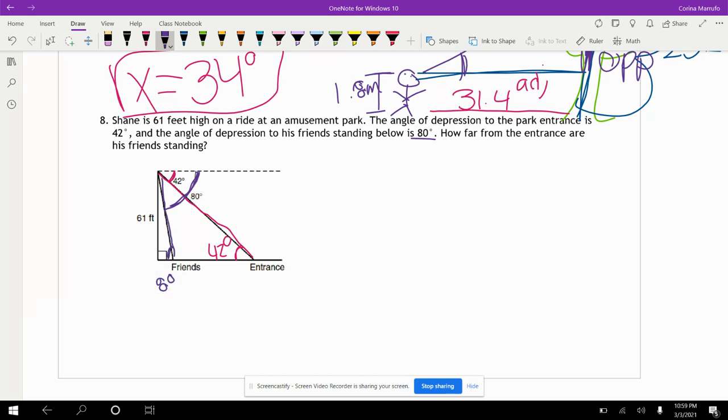So it doesn't really fit. I'm just going to write it here to the side, but that's that angle right there. Across that angle is 61 feet, which is the opposite. Now we are looking for the distance between the friend and the entrance, but that's not the whole triangle. So we're going to find this side right here from the entrance to the top of the ride, and then find the little section right here. Once we subtract them, that's when we get our answer.